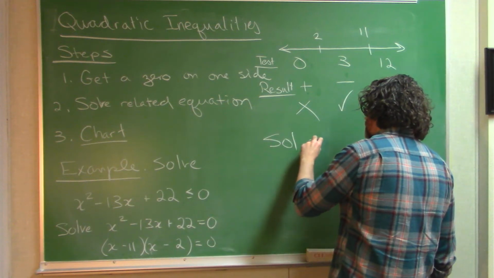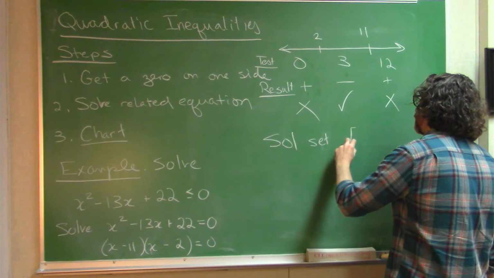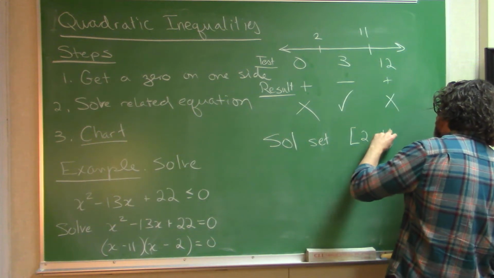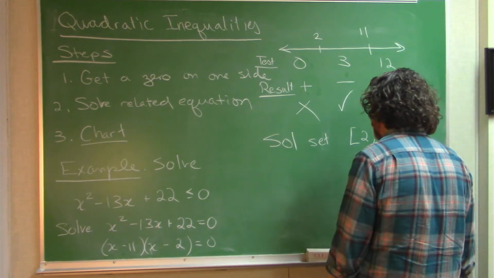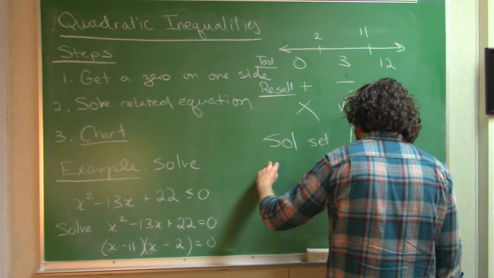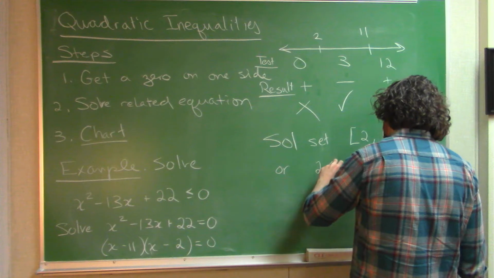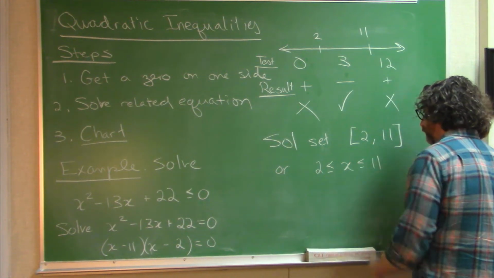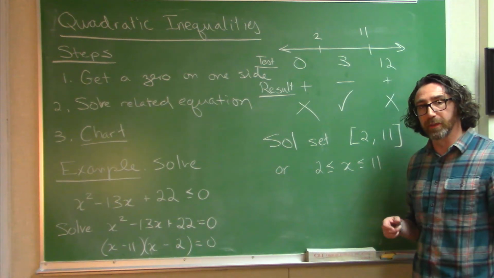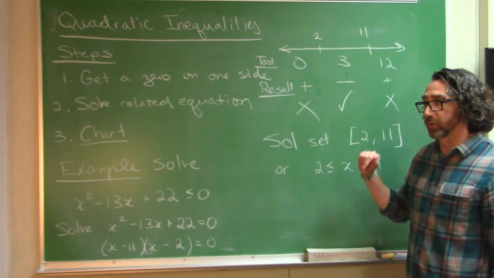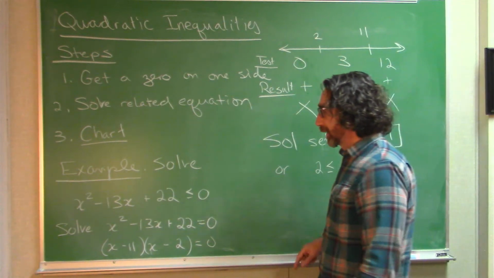So my solution set is x values between 2 and 11 inclusive. If you like inequality notation, 2 less than or equal to x, less than or equal to 11. This is the corresponding interval notation for that solution set. All right, let's do another example.